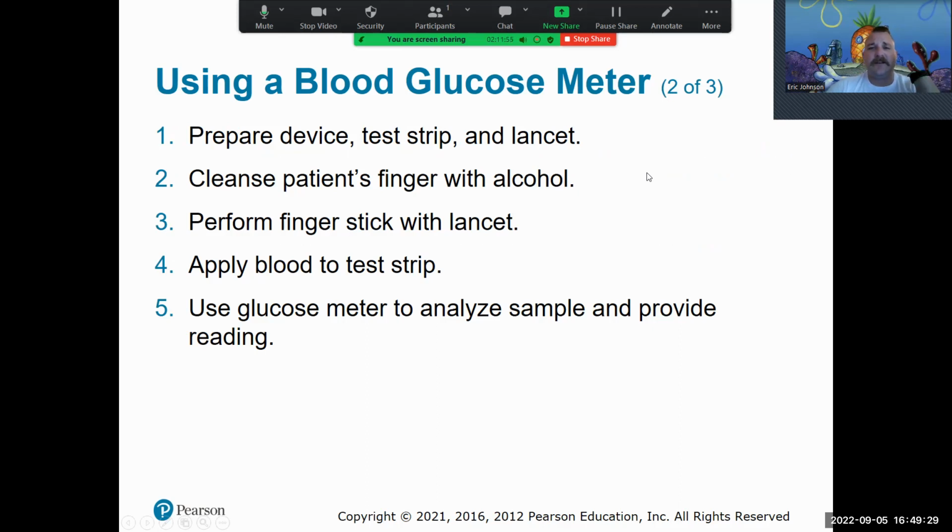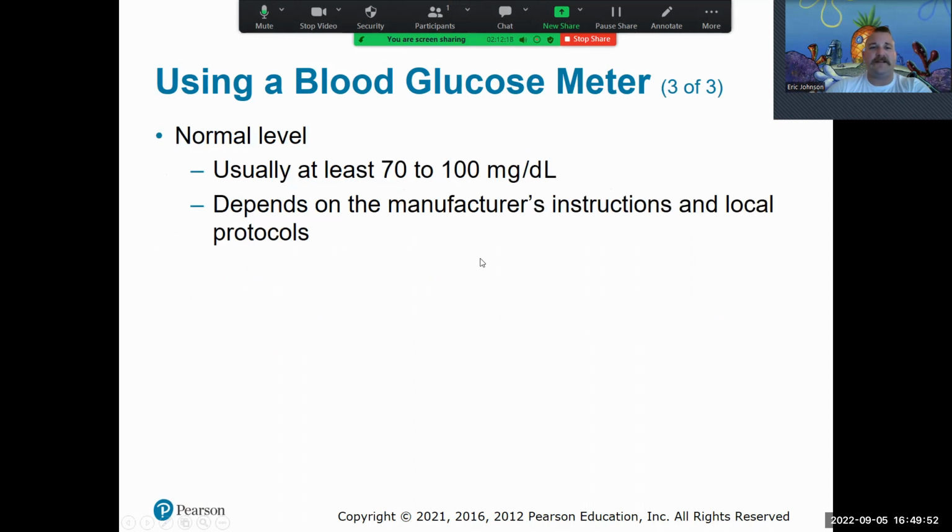Follow up by cleaning the patient's finger with alcohol. We'll use our lancet to lance the finger and draw a little bit of capillary blood out of the side of the finger, not on the pad, on the side. And then we'll apply the blood to the test strip. The blood glucose meter will then analyze and give us an answer. While it's doing that, we'll take our Band-Aid and place that on the finger that we just poked. And then we will go ahead and record our findings.